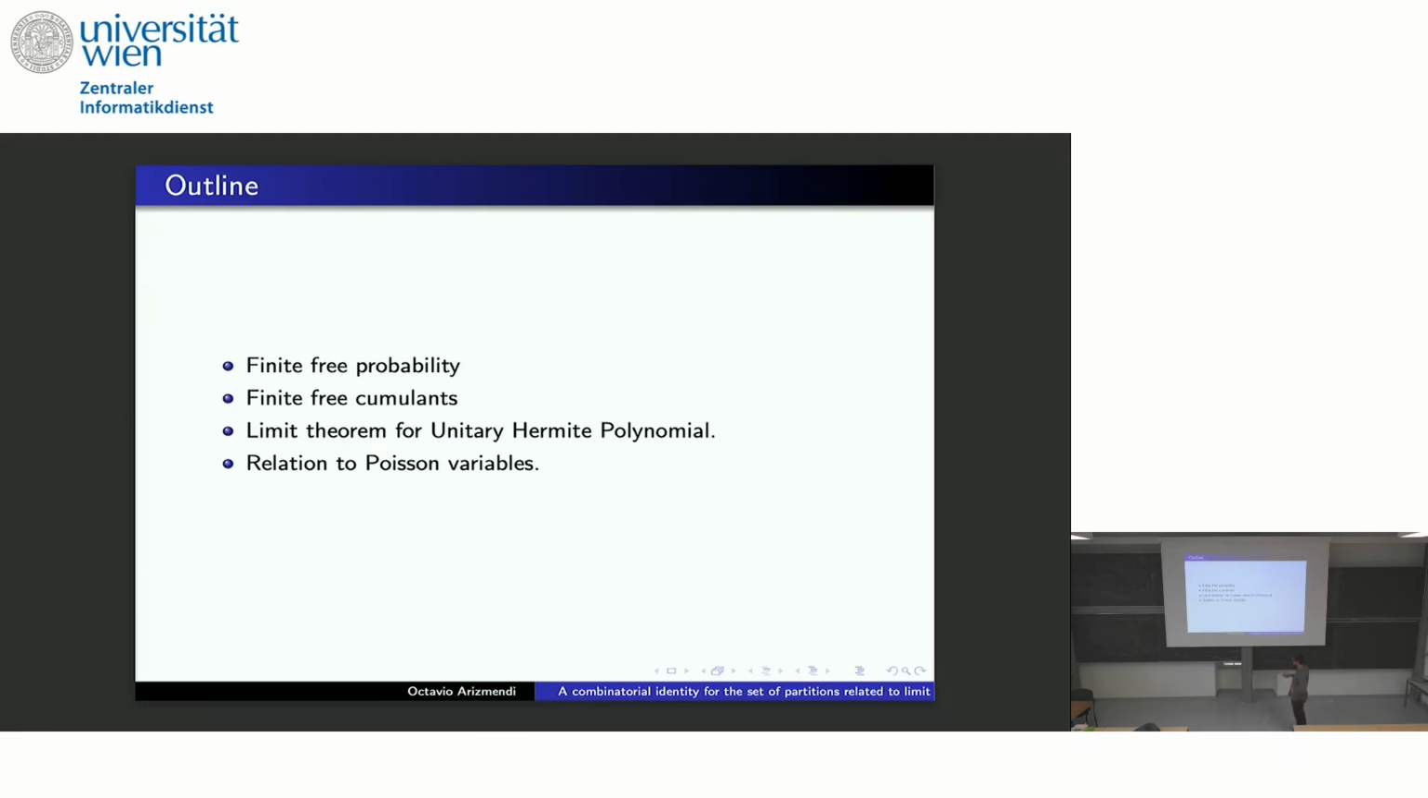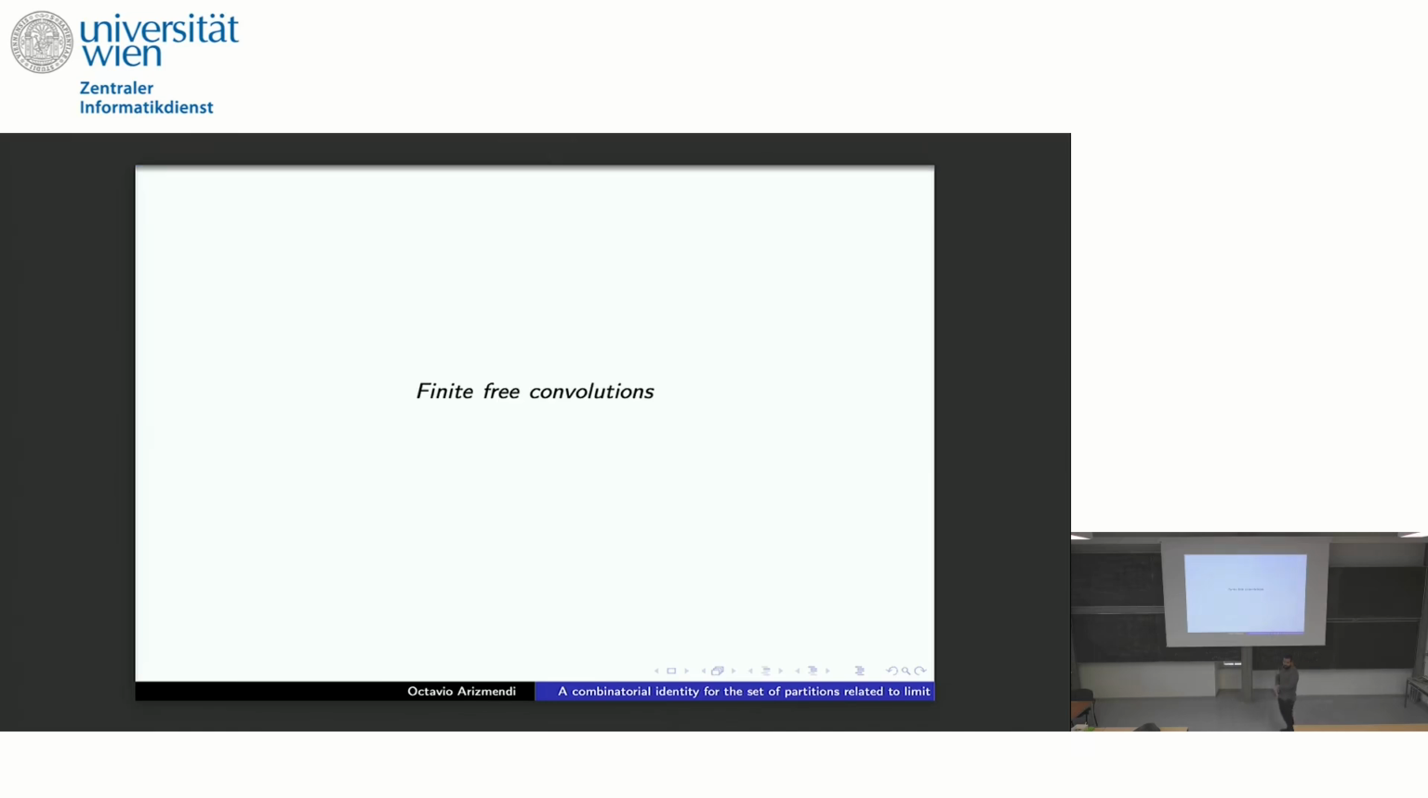But I must say that before, it was just some tool, and after some years, I realized that it was very useful. But the problem I want to talk about today is this unitary Hermite polynomial and how it converges to a unitary free Brownian motion. And to prove this, we use this machinery. And at the end, this relation that I mentioned now appears, and then we prove this, and more or less this is the outline of the talk. Let me talk about finite free convolution.